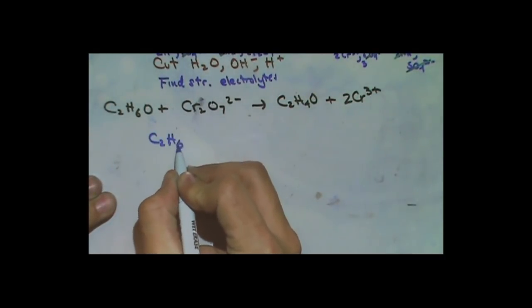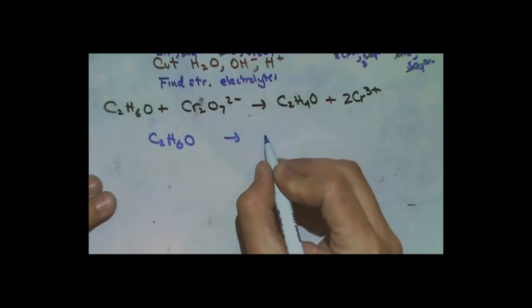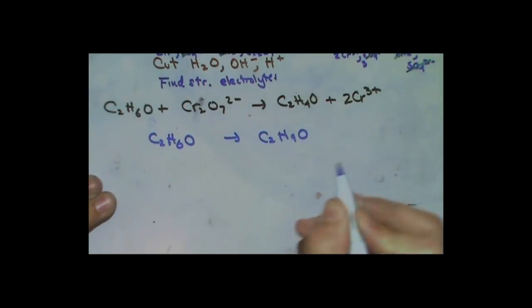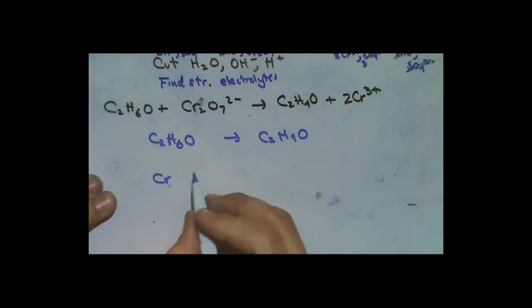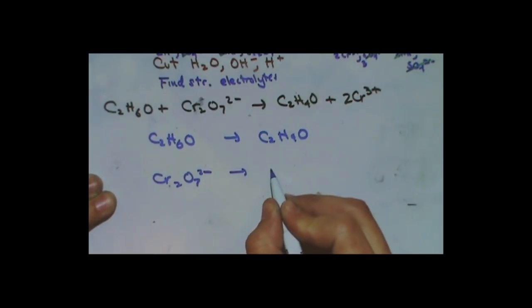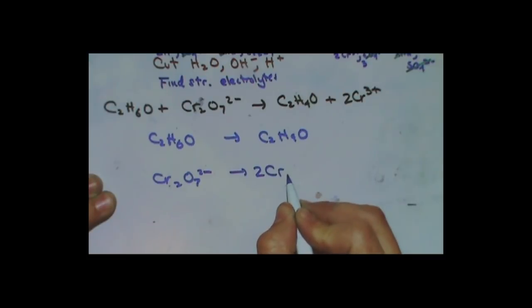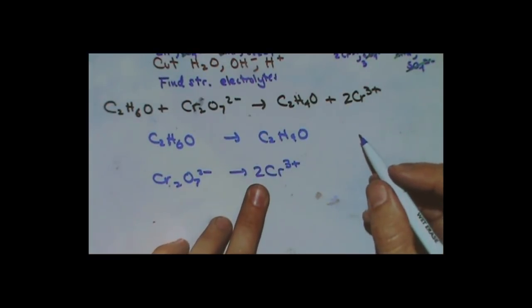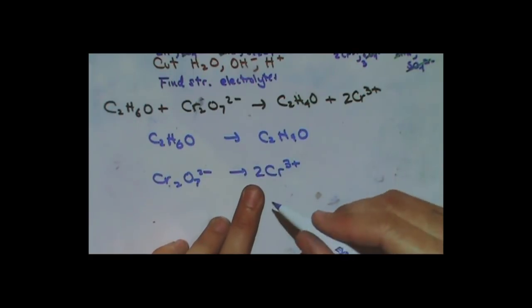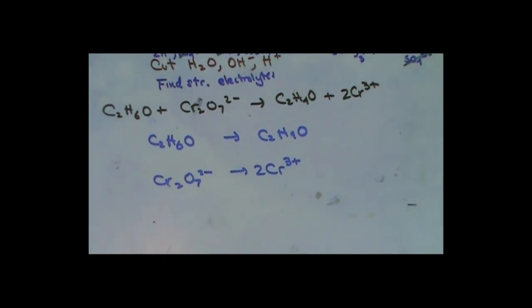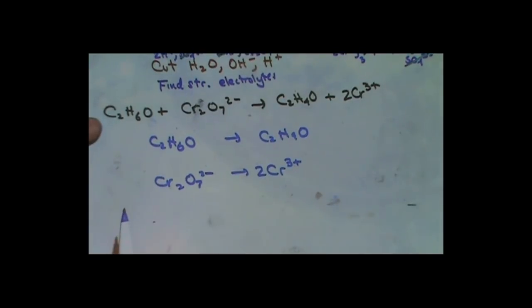One side is this, and then the other one is the other, so one has the carbons and the other one has the chromiums. I'm keeping this 2 with the chromium, but I don't have to. You don't have to keep the 2. I kept it. Okay, so there's both half reactions.